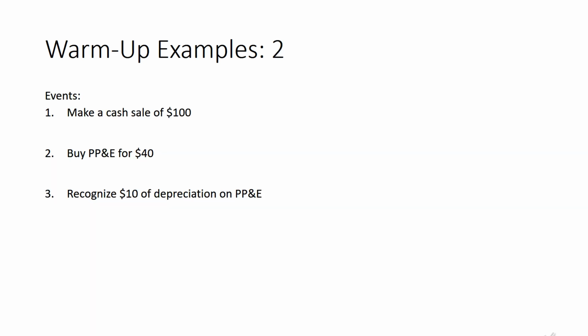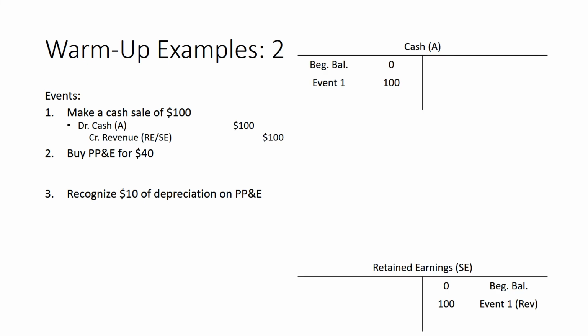Let's take a look at another example. The firm makes a cash sale of $100. It buys property, plant, and equipment for $40. Later, it'll recognize $10 of depreciation on the PP&E. With the cash sale of $100, we debit cash for $100 and credit revenue for $100.